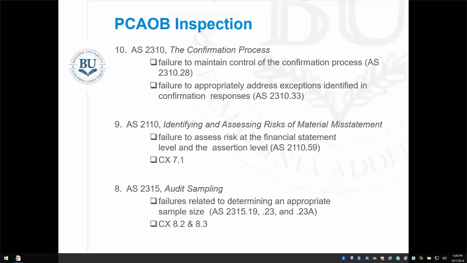Audit sampling, this is something that's always a hot button. 8.2 and 8.3 provide the PPC programs for audit sampling. There continue to be failures of firms not appropriately determining an appropriate sample size when it comes to testing of either controls or substantive procedures for the engagements that they're performing.